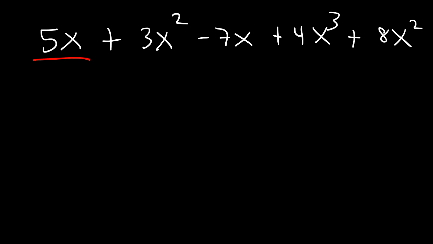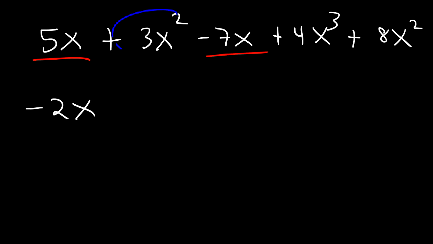You can, however, combine 5x and negative 7x, because the 5 and negative 7 are attached to the same thing, that is x. So 5 plus negative 7 is negative 2. So you can combine that into negative 2x. Those are like terms.